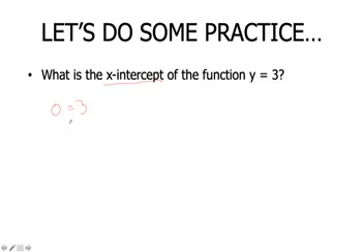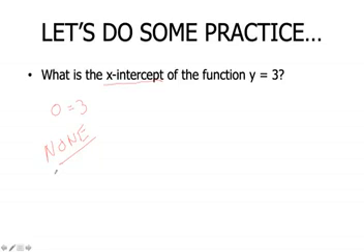I mean, when will 0 equal 3? Well, the answer is never, right? At least not in this universe. There's no case where the number 0 equals the number 3. So what does that mean? Well, it means that there is no x-intercept. Kind of a tricky question, right?